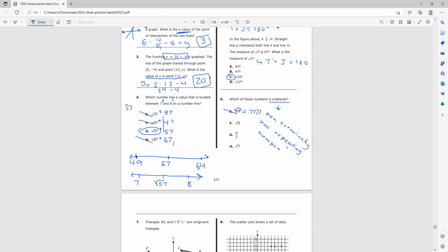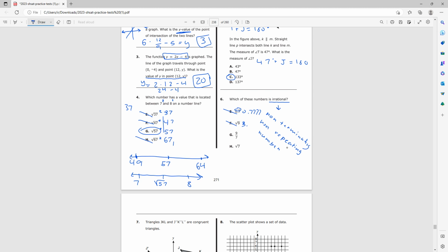If we look here, radical 9 is equal to 3 because 3 squared is 9. And 3 terminates right here. So automatically away from there. 9 over 7 looks kind of tempting because, oh, what if it divides? What if it doesn't divide?